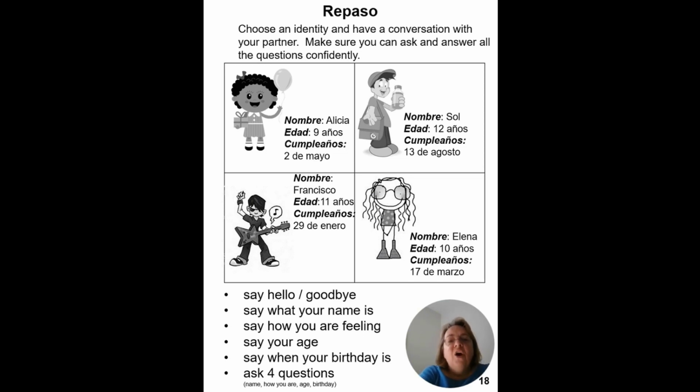So, hola, hola, ¿cómo te llamas? Me llamo Elena. ¿Y cuántos años tienes, Elena? Tengo 10 años. ¿Cuándo es tu cumpleaños? Mi cumpleaños es el 17 de marzo. Take one of those personalities, because it gives you the details of what their birthday is as well.